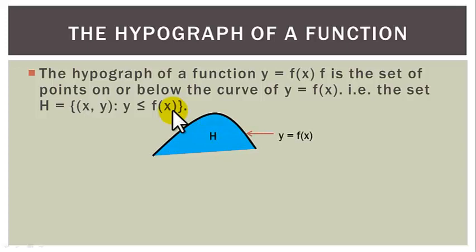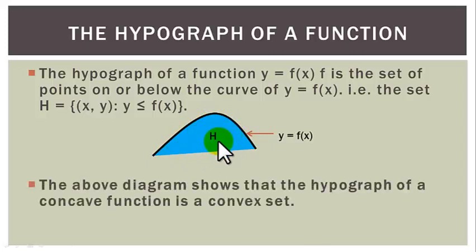We consider the concave function y equal to f of x. This function is concave, and this is the set of points, that's the region colored blue, is the set of points on this curve or below. As you can see, this set is convex. So the above diagram shows that the hypograph of a concave function is a convex set.